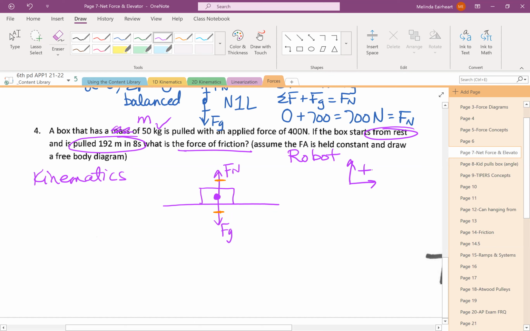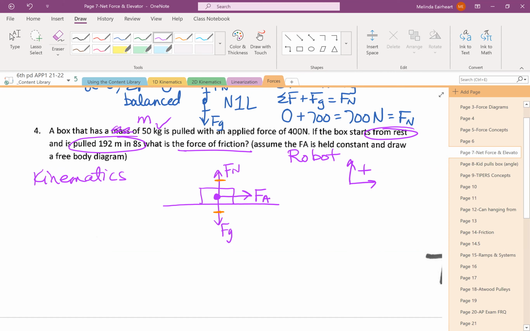Yeah, it doesn't have to be, but my rule of thumb: don't leave the standard unless there's a reason. Here, there's not a reason to. So I'm going to say, let's pull to the right. They talk about friction, so I better have it on my diagram. What direction will friction act? To the left, right? Parallel to the surface.